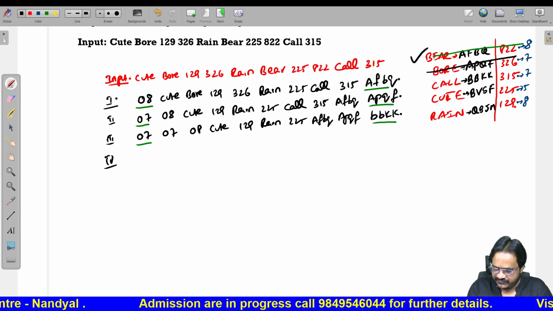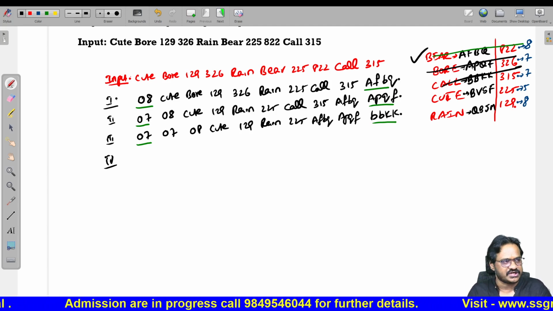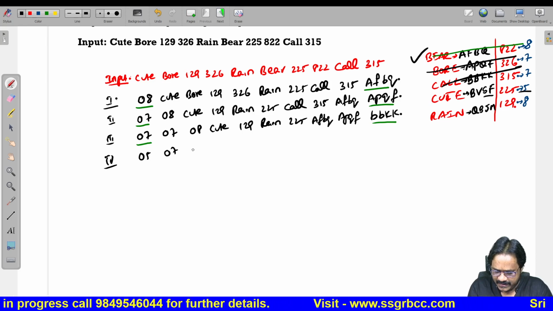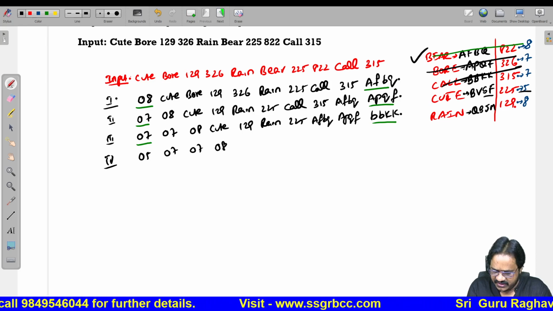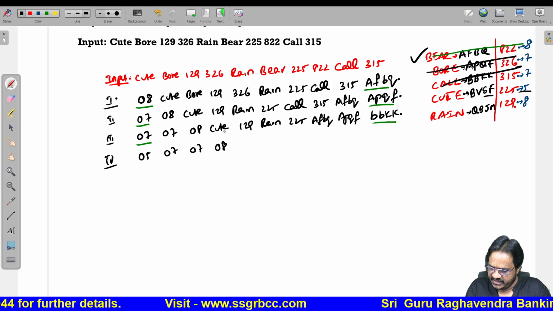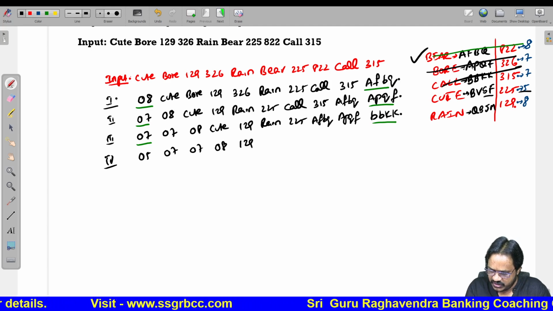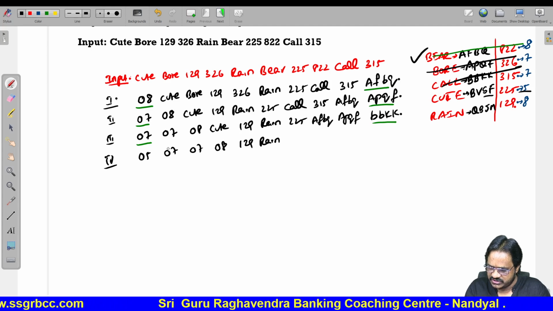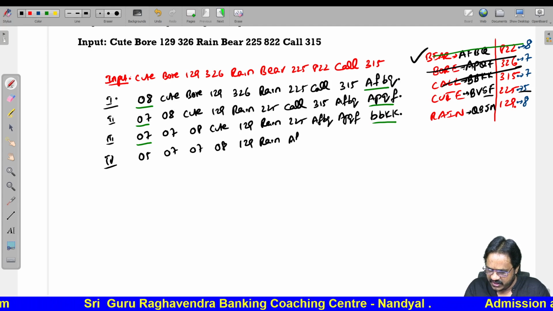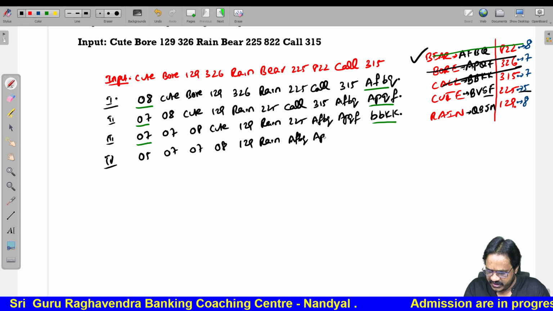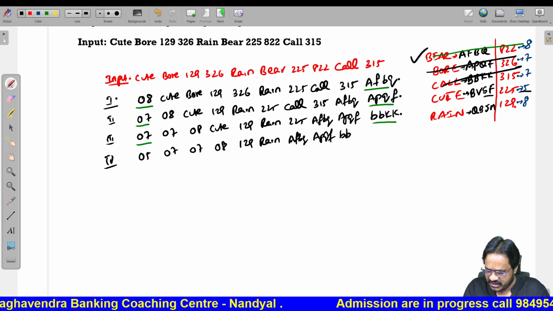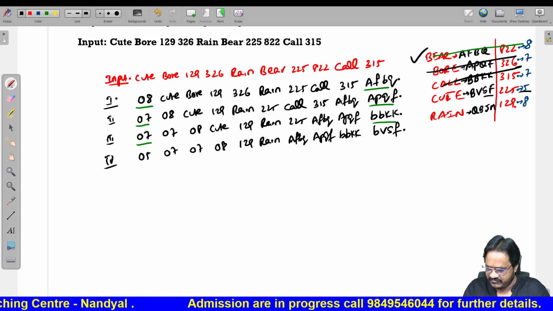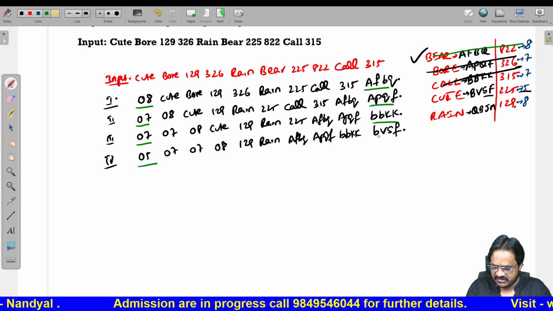Now write down the fourth step. This is also over. Now the fourth step. It is 5 and BVSF. Write down 5, then 7, then 7, then 8. Now after writing 8, don't write cute. It is 129 followed by rain. Now don't write 225 because 225 is becoming 5. Write AFBQ, then APQF, then double B double K. Now it should be BVSF. This is our fourth step.